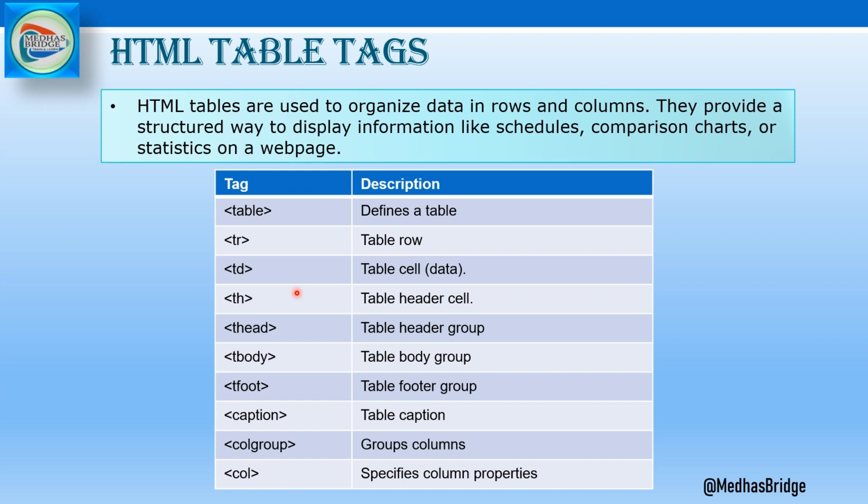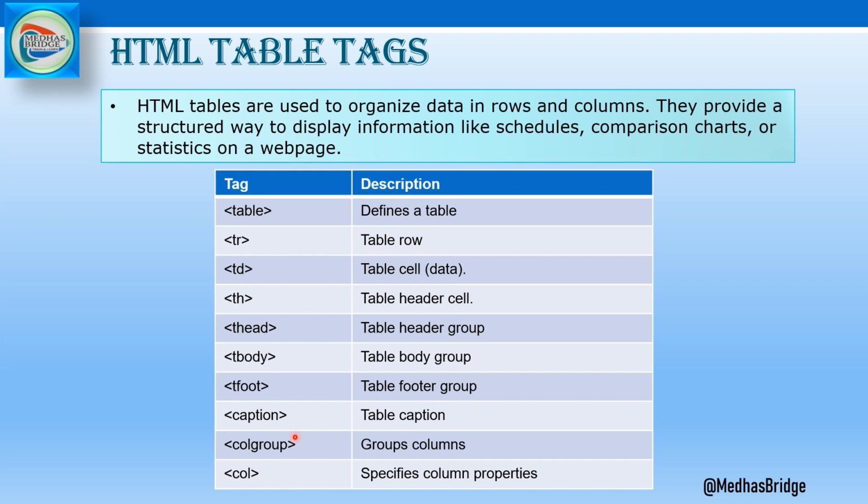Now let's look at the HTML tags that support this. Table is a tag which defines a table. TR means table row, TD means table data, which is a cell. TH is the table header. THEAD is the table header group, because when you are creating a table you can create a group, right? And TBODY means the table body group. TFOOT is the footer group. We will see them in the demo.